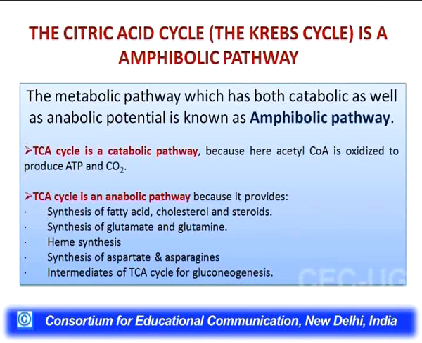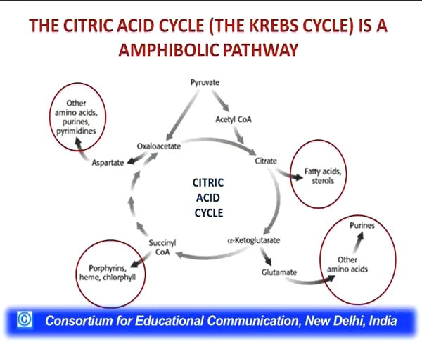non-carbohydrate precursors. So we can see this citric acid cycle is also acting as an anabolic pathway. So it is acting as a catabolic as well as an anabolic pathway. That's why we call it an amphibolic pathway. So if we see the next picture, the diagram over here, we can see the acetyl-CoA, when it enters into the citric acid cycle, it goes through various stages where it forms citrate. From citrate, alpha-ketoglutarate, succinyl and oxaloacetate, and in this process the energy is released.